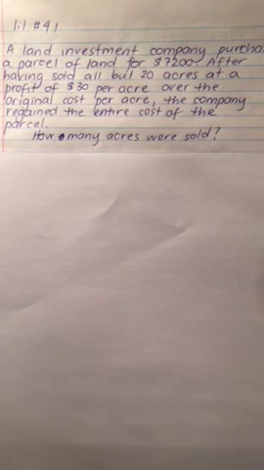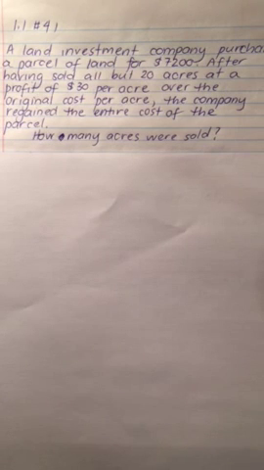A land investment company purchased a parcel of land for $7,200. After having sold all but 20 acres at a profit of $30 per acre over the original cost per acre, the company regained the entire cost of the parcel. So how many acres were sold?